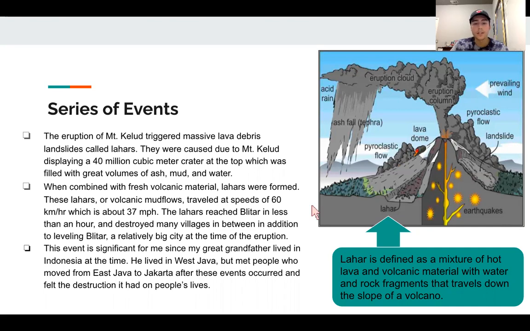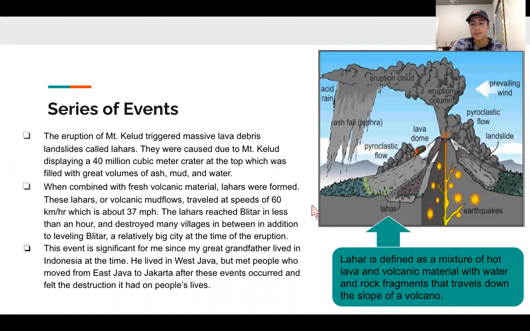And how is this significant to me? My great grandfather lived in Indonesia at the time. He lived in West Java, and since this is East Java, he didn't really experience the effects of the lahar or the eruption, but he did talk to a lot of people that lived in East Java at the time and moved due to just being scared of that happening again or their home was destroyed. So it was a pretty big deal at the time.